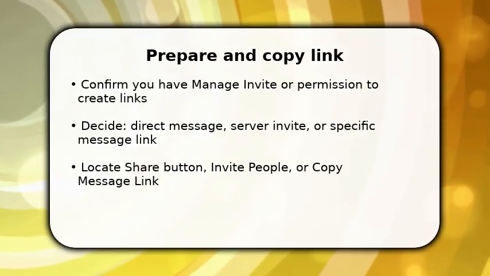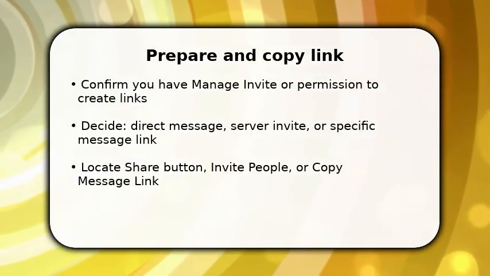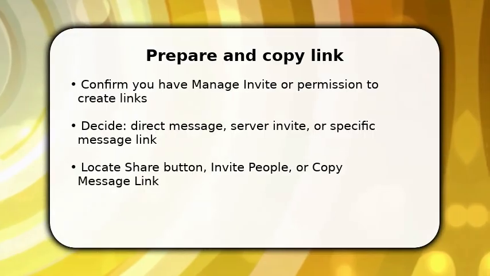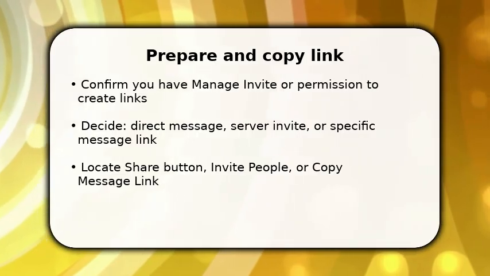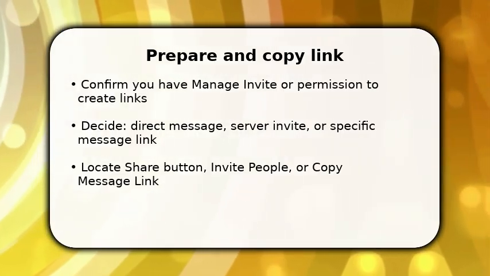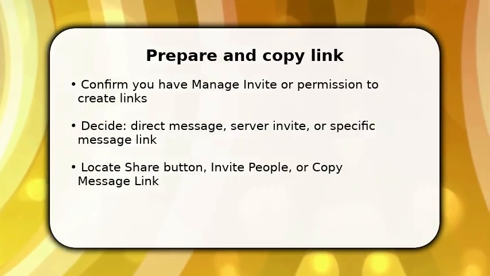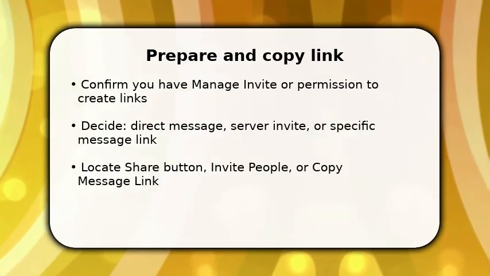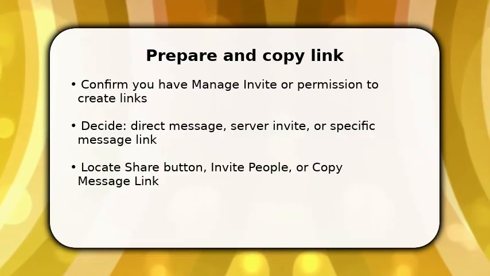You'll start by ensuring you can create or copy a link. Permissions matter because Discord hides invite controls without them. First, open the server or message you want to share. If it's a channel or server invite, click Invite People or the share icon and press Copy Invite. If it's a single message, right-click the message and choose Copy Message Link. Once done, the link is on your clipboard and ready to paste where you want it.